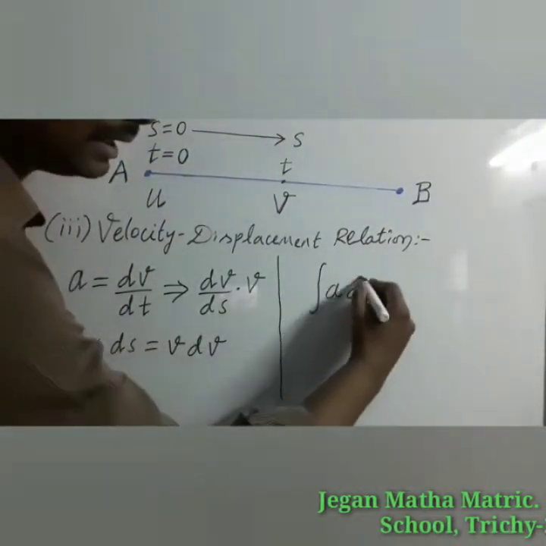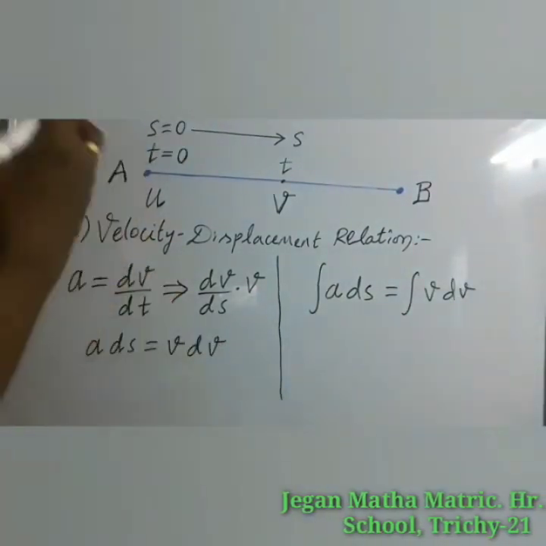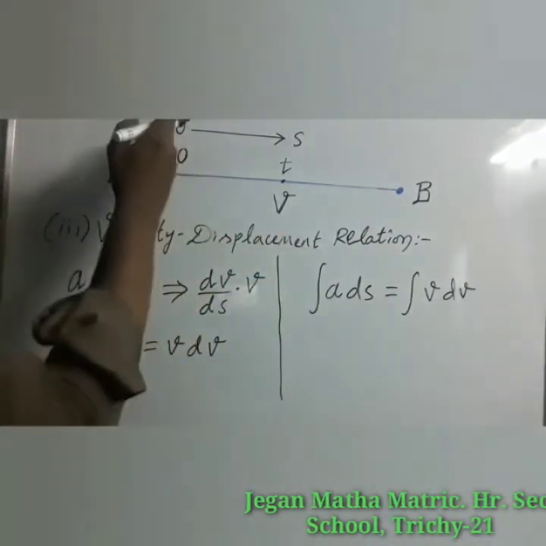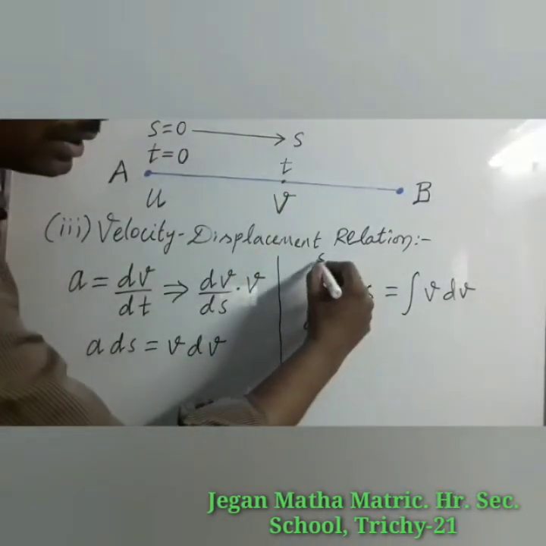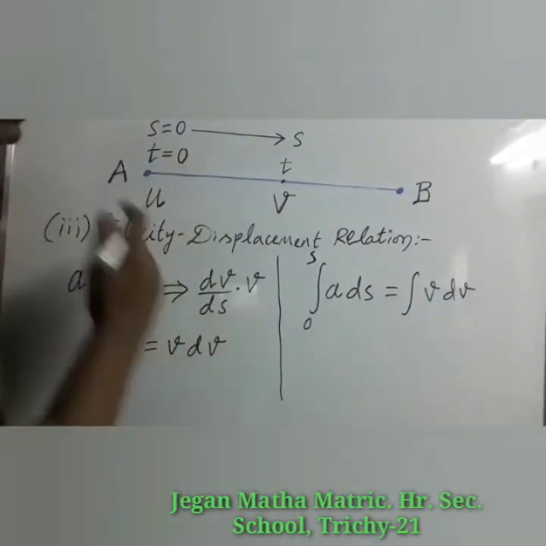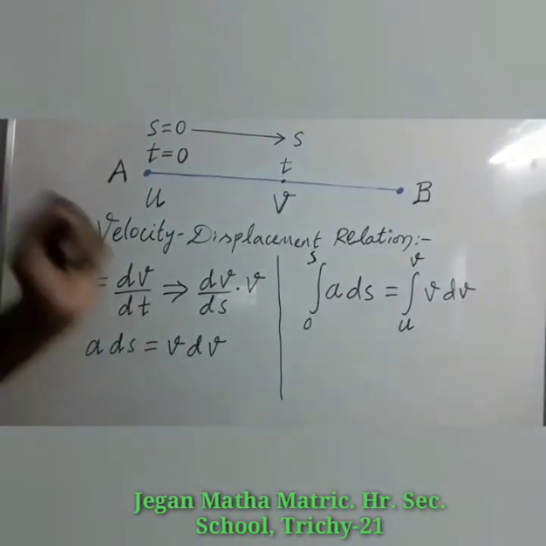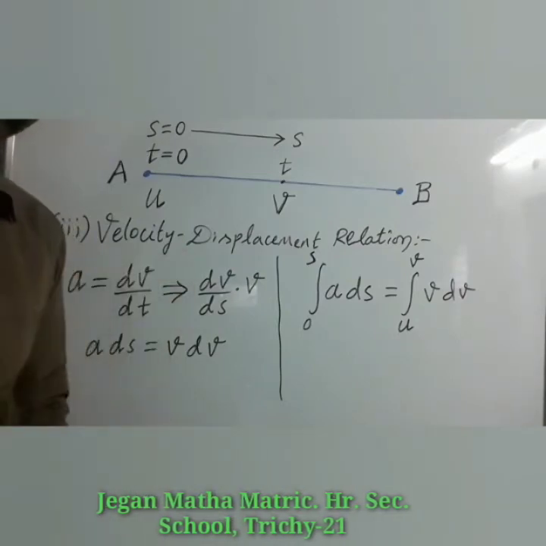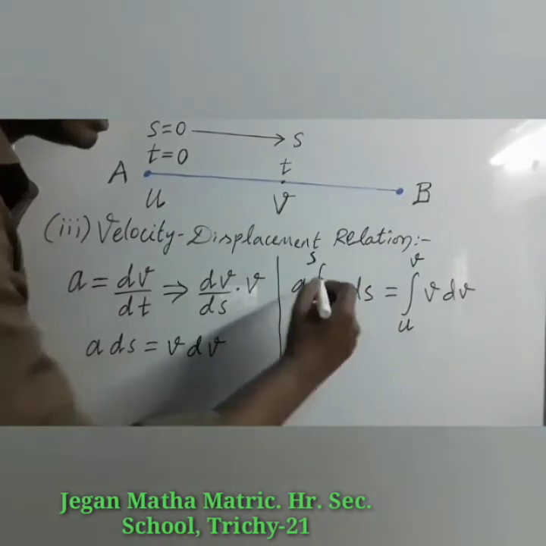Integration of a ds, that is equal to integration of v dv. We can apply the lower limit and upper limit. ds, displacement is going to be integrated. So displacement starts from 0. At the particular time it is taken as s. So lower limit is 0, upper limit is s. Here I am going to integrate v, velocity. So for initial velocity u, at the particular time velocity is taken as final velocity v. Remember we are discussing about the uniformly accelerated motion. So acceleration in this case also constant value cannot be integrated, that can be taken outside.